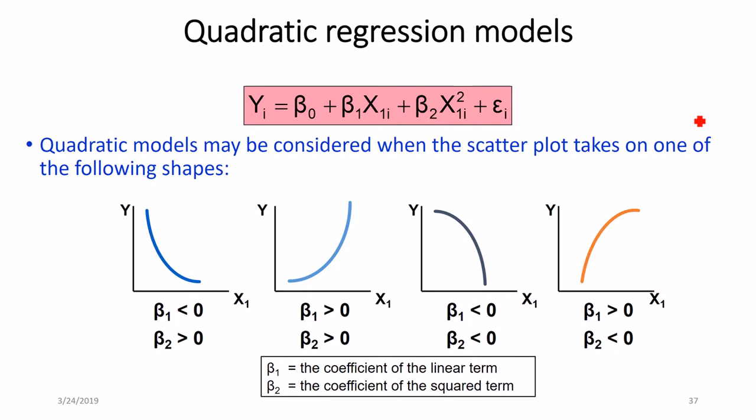Quadratic models may be considered when a scatter plot shows one of the following shapes. Note that beta 1 is the coefficient of the linear term and beta 2 is the coefficient of the square term.